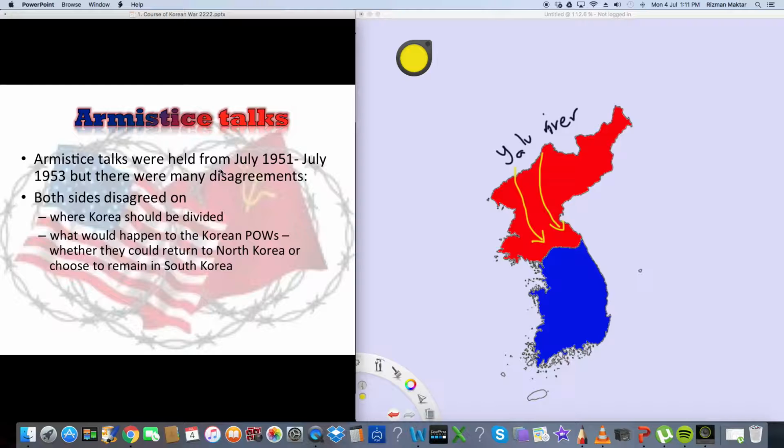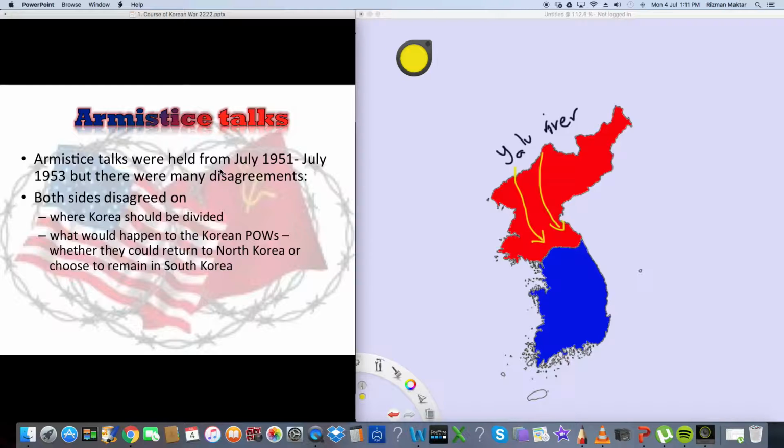Because as we know, some of the South Koreans who were unhappy with Syngman Rhee wanted to remain in North Korea, and maybe some of the North Korean soldiers who were unhappy with the communist system wanted to return to South Korea. So what will happen to all these people? There were a lot of disagreements.